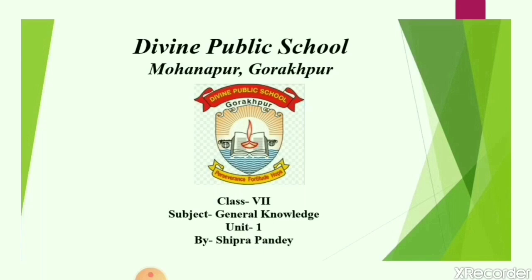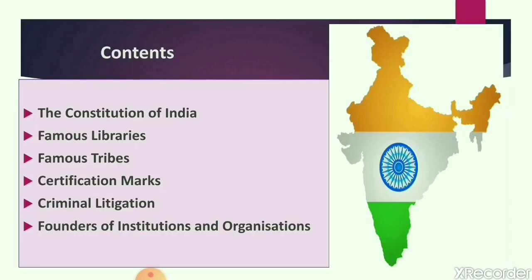So, students, in today's video, we are going to start our general knowledge classes for class 7th. And in this video, we will discuss our Unit 1. In this unit, we have 6 chapters. The first chapter is the Constitution of India, then famous libraries, famous tribes, certification marks, criminal litigation, and at last we will see founders of institutions and organizations.